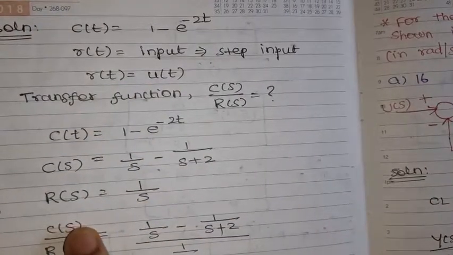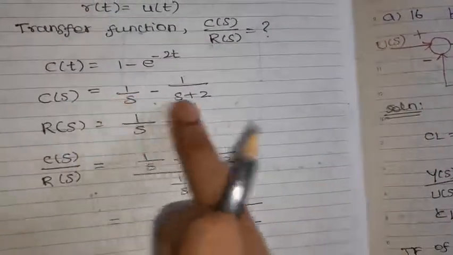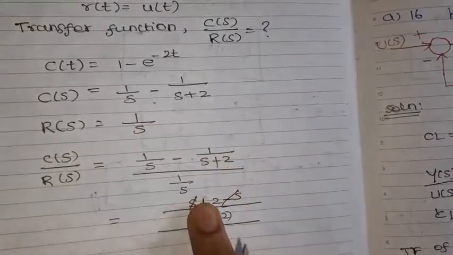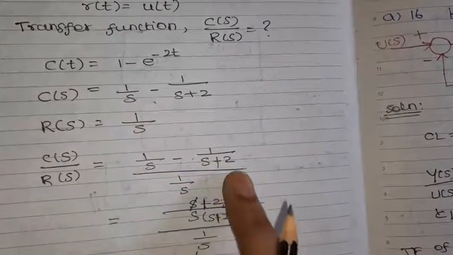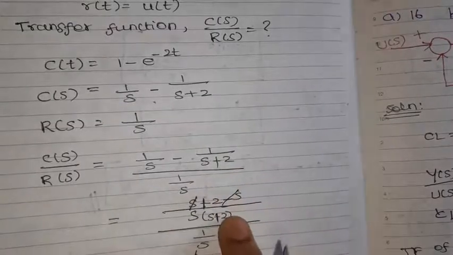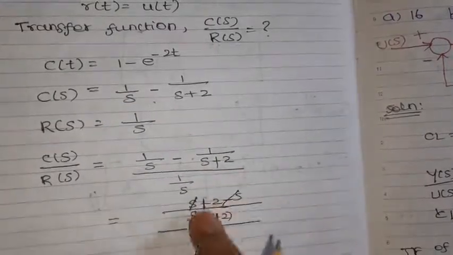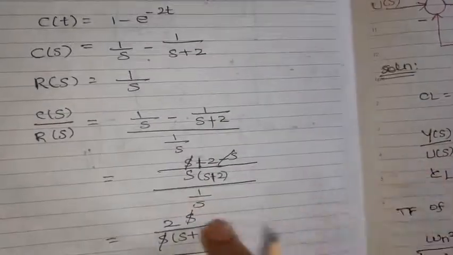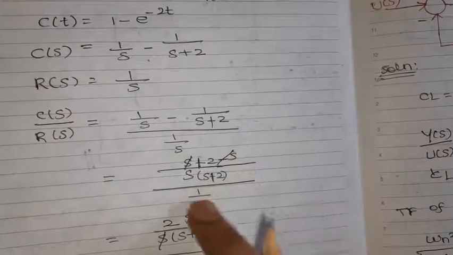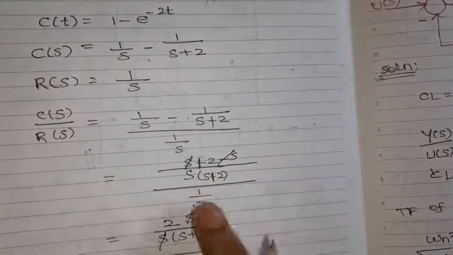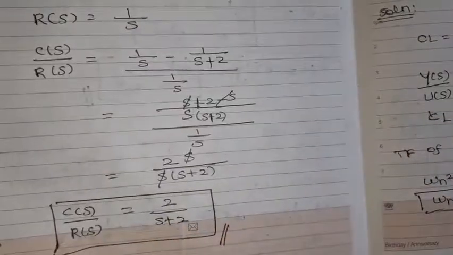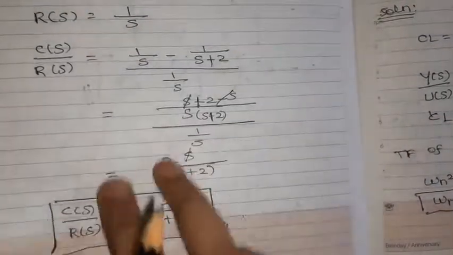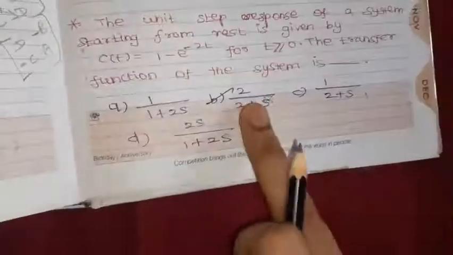So now what are we going to find out? C of s by R of s. So C of s is this one divided by R of s, 1 by s. So take LCM in the numerator. So s into s plus 2, here s plus 2 minus s, this and this get cancelled, 2 by s into s plus 2. Then this will go to the numerator, okay, 2s divided by s into s plus 2, and s and s get cancelled. What will be C of s by R of s? 2 by s plus 2 is the answer. So option 2, B is the right option.